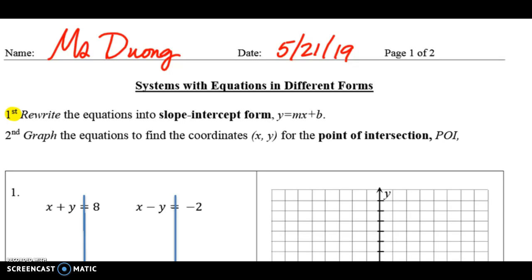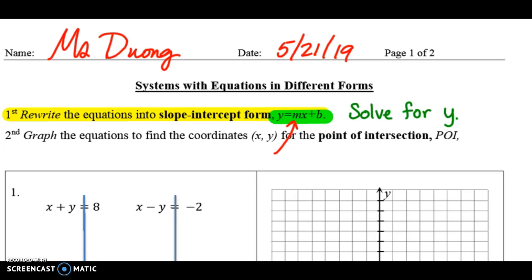It's May 21st, 2019, and we're going to complete the assignment Systems with Equations in Different Forms. We've moved on to solving linear systems, which just is a fancy way of saying two lines cross at a point of intersection, or the POI.